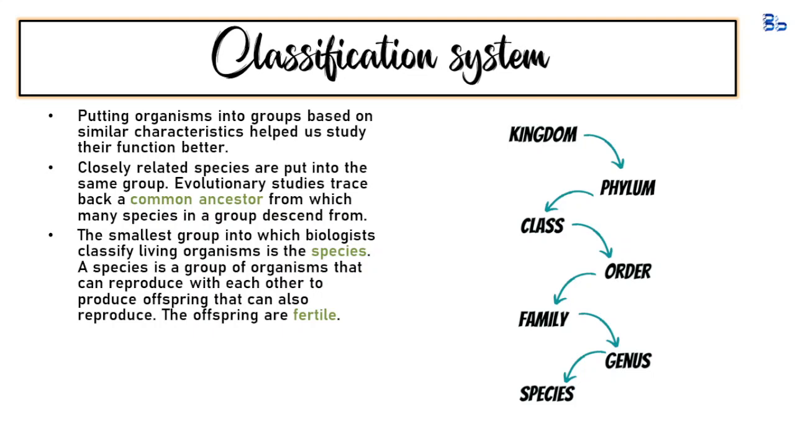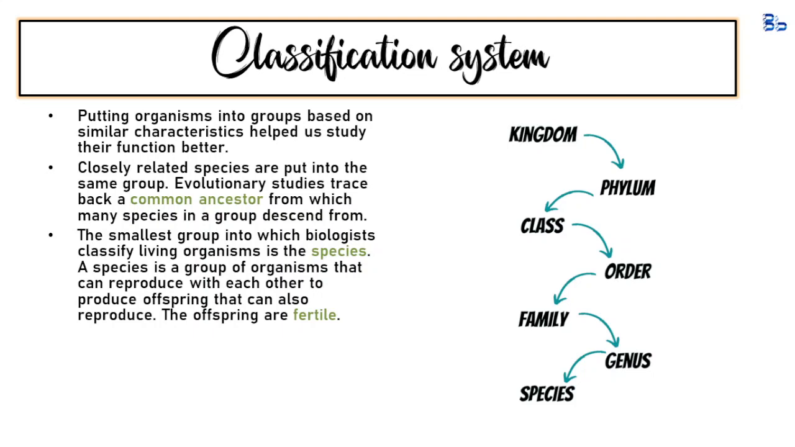So this common ancestor need not be alive today, but that common ancestor gave a variety of characteristics which is shown by all the different species in a particular group. So when we define species, we mean that they are a group of organisms that can reproduce with each other to produce fertile offsprings. The key word here is fertile.